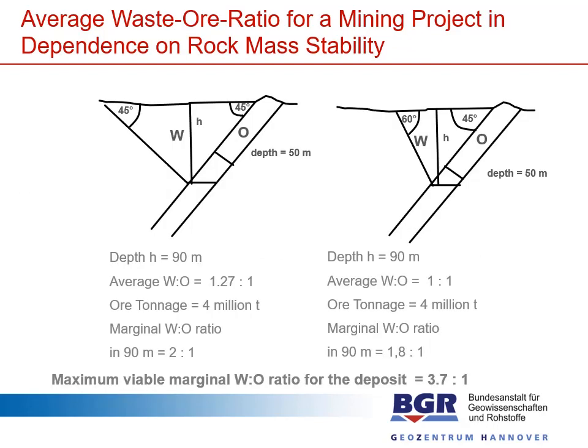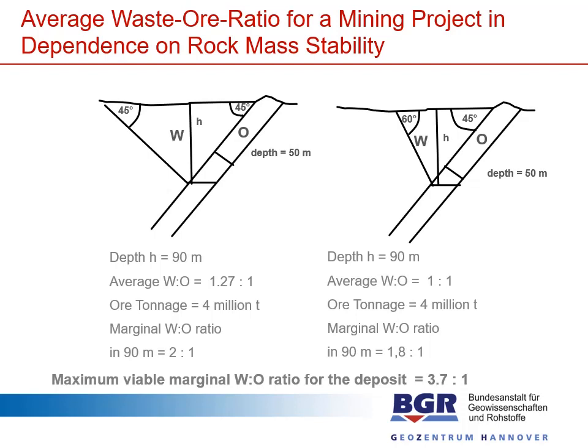Depending on the rock mass stability, you have different waste to ore ratios in open pit mining. And you can see why this is. This is clearly illustrated by the sketch below. If your rock mass only allows you to have a final pit slope of 45 degrees, the pit is of course not as steep as it is if you are able to apply a final slope angle of 60 degrees. In this case, the depth of mining is 90 meters in both cases, and the ore tonnage of the ore body until this depth is 4 million tons. But you have different waste to ore ratios.